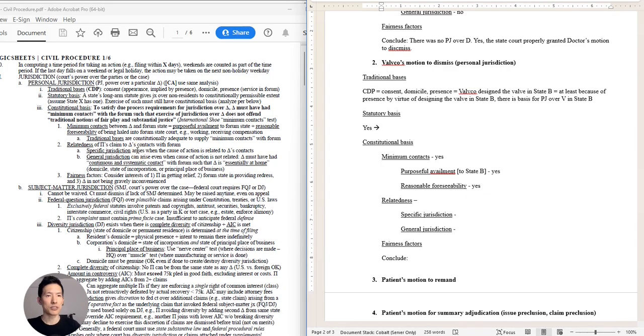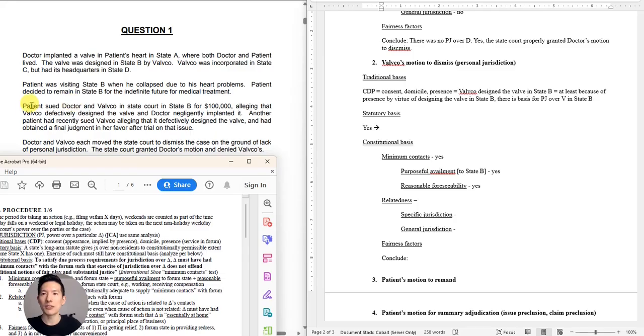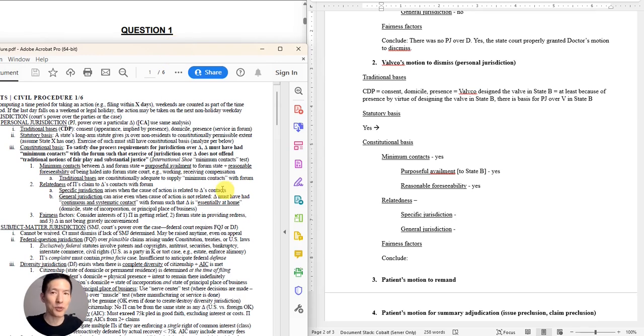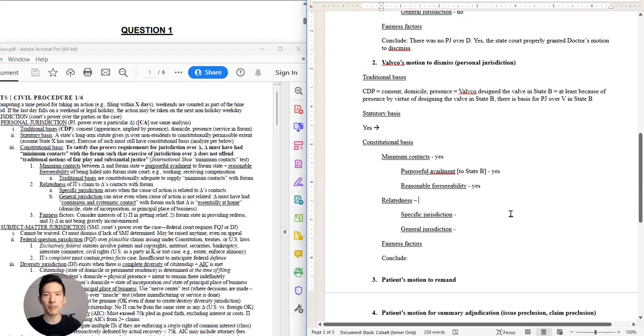Relatedness. Let's look at specific and general jurisdiction again. The cause of action, which is, let's see, patient sued Valveco for defectively designing the valve. Okay. Is that related to Valveco's contacts in state B? I think there is a very tight relation between those two things. Valveco designed the valve in state B, and Valveco is being sued in state B for designing the valve. So I think there was specific jurisdiction.